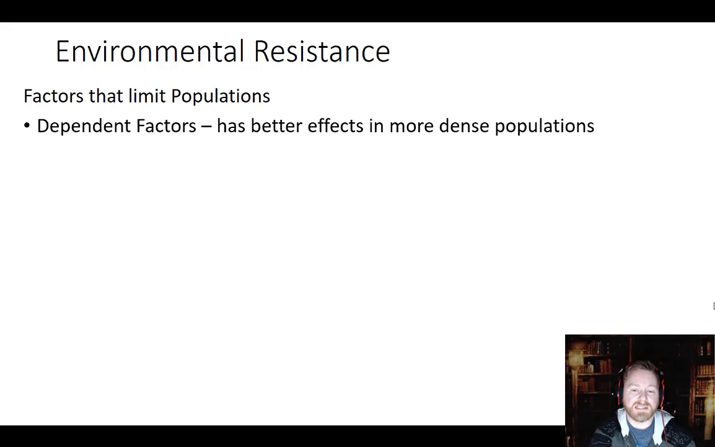Generally, any factors that limit population sizes can be broken into two big categories. The first is a dependent factor, which means that whatever is affecting and limiting the population growth actually has better effects when the population is more dense. So knowing a population density would help us understand how that factor, that vector, is moving through and getting from place to place.